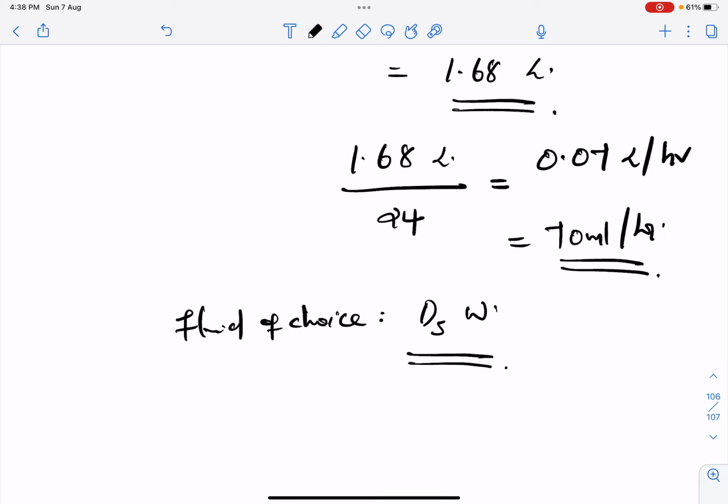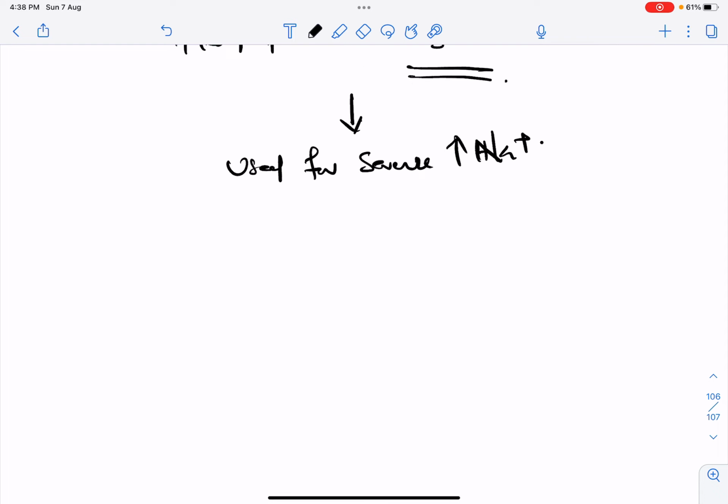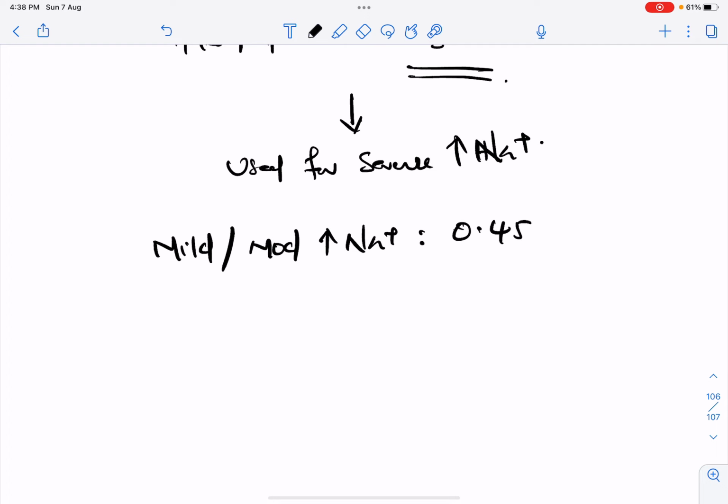Okay, but this method of correction is used only in case of severe hypernatremia. For mild or moderate hypernatremia, the correction is usually done with 0.45% saline at a rate of 100 ml per hour.